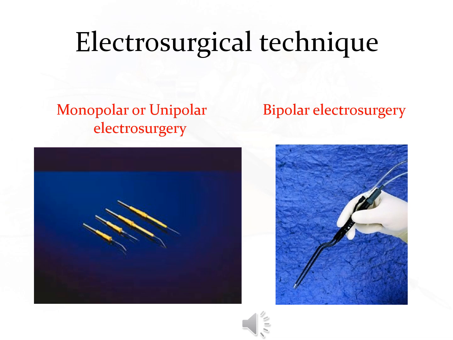1. Monopolar or unipolar electrosurgery refers to the surgical instrument having only one electrical contact surface or electrode. 2. Bipolar electrosurgery refers to both electrodes being contained within the surgical instrument itself.